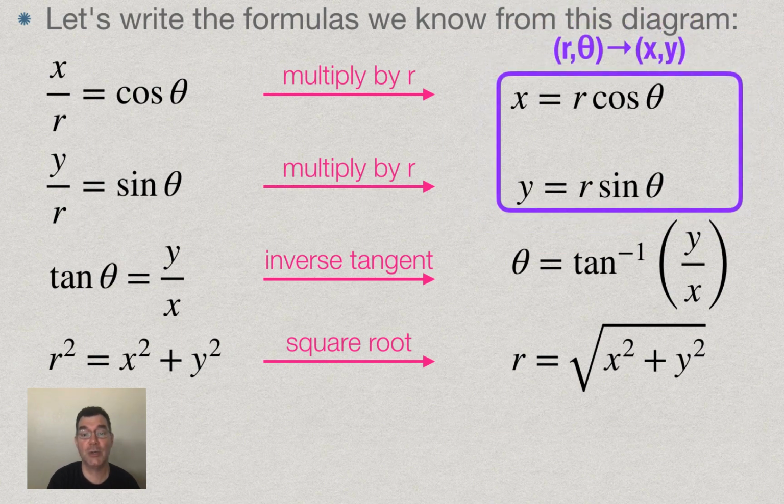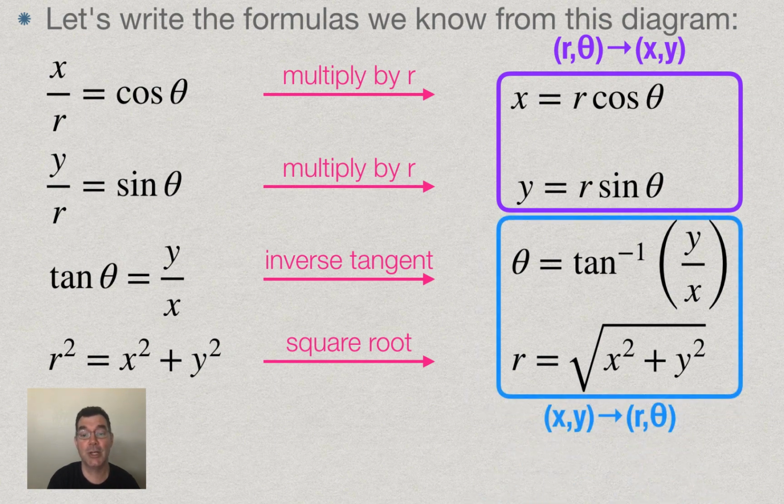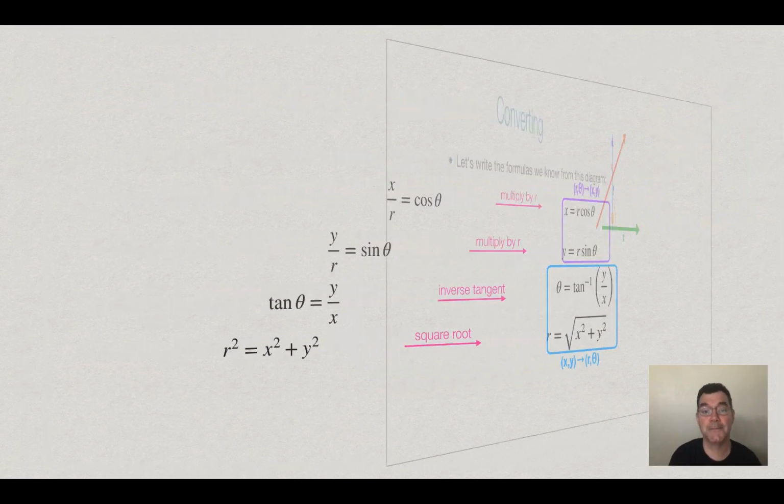So these first two equations I'm going to use to convert anything that's already in r and theta to something that's in x and y. So from polar to rectangular. And then the last two I will use to convert anything that's in x and y to anything that's in r and theta. So from rectangular to polar coordinates.